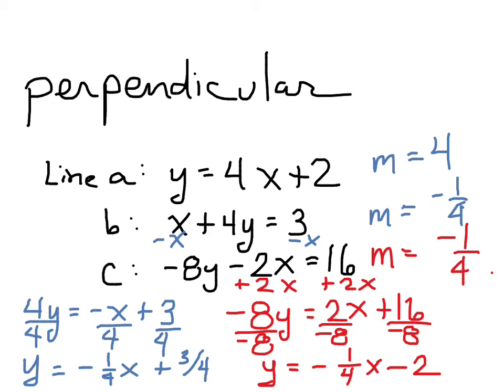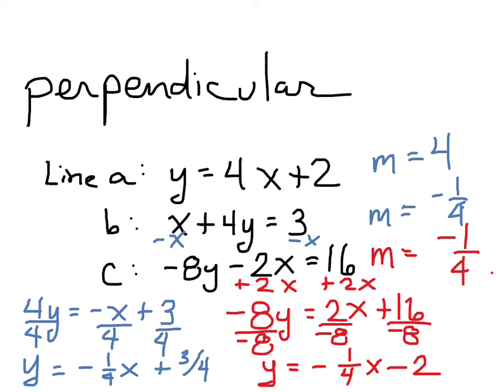What is the flip it and reverse it of negative 1/4? So flip it over and then make it the opposite, meaning reverse the sign. So if the sign was negative, it should be a positive, right? Is there a positive 4 on the board? Yes. Where? Line A. Line A is perpendicular to both B and C, because this flipped and reversed is negative 1/4. And vice versa. So line A is perpendicular to both B and C.